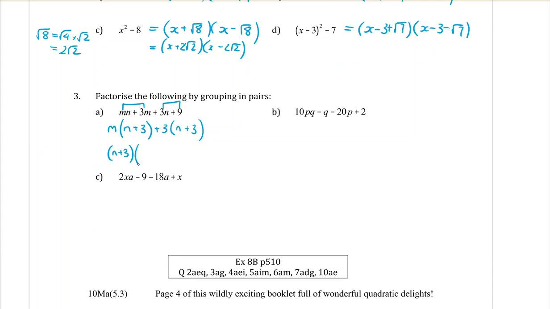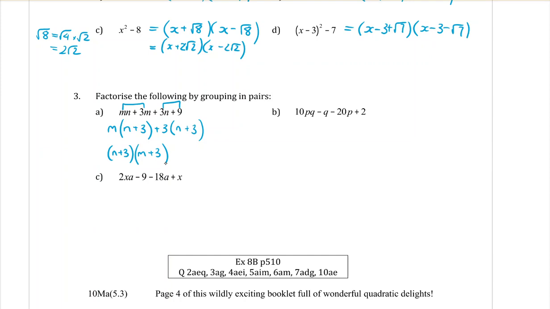Then we open a second bracket, and the m and the plus 3 from the front of each bracket here comes into the other bracket. And again, it doesn't matter if you put that bracket first or these two brackets, they can be switched around. It is the same thing. But that is factorising in pairs. Okay? Let's try it again.